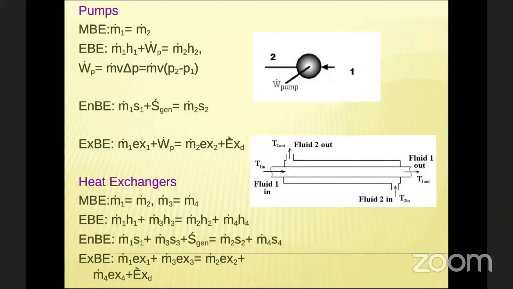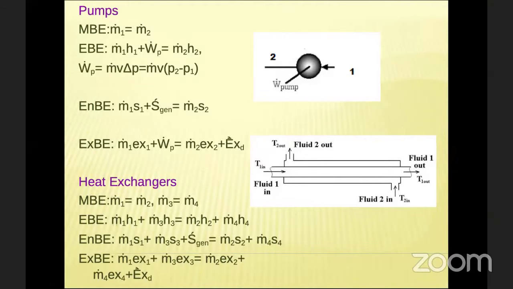And the last one is the exergy balance equations. Similarly, for hot fluid and cold fluid, I am just replacing the H with the Ex. This is equal to, again, hot fluid and cold fluid at the outlet, M2 dot Ex2 plus M4 dot Ex4, plus the exergy destruction rate. That is T naught into S gen. That is EXD.